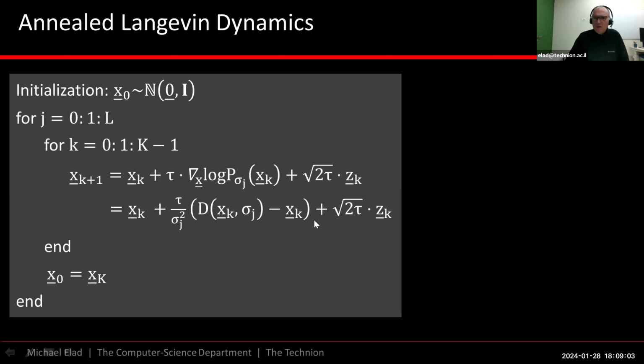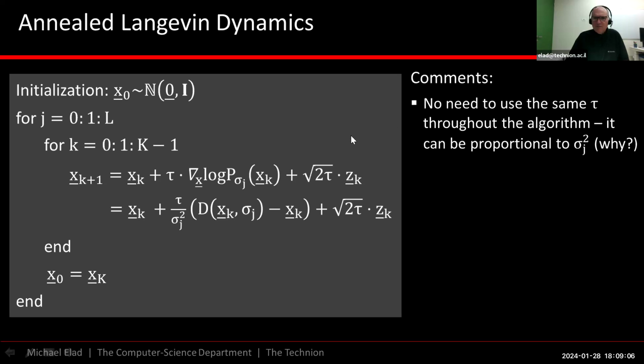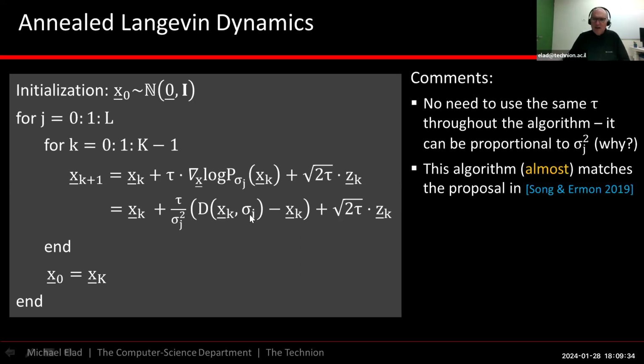It works well. Several comments on it. First, really, you don't have to use the same tau for all the L's. When you work at the beginning with large sigma, tau can be large as well. Why? Because the function itself, P, is so blurred and smooth, it is very well behaved, and then discretization can be crude. And so you can choose large taus, in fact, proportional to sigma somehow. And people have been playing with it in order to get faster convergence, obviously. So this is one thing. Secondly, this is almost the algorithm that you will find in the paper by Song and Ermon. Small twist here, but this is it.